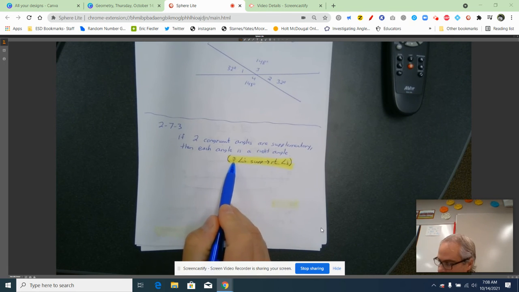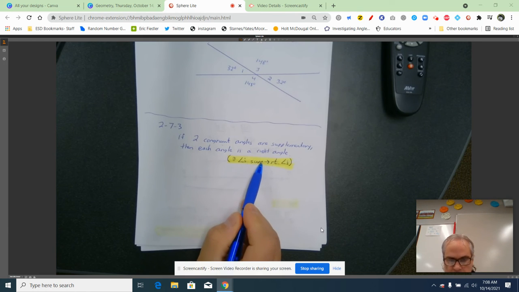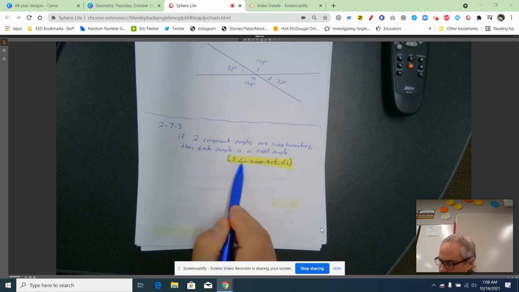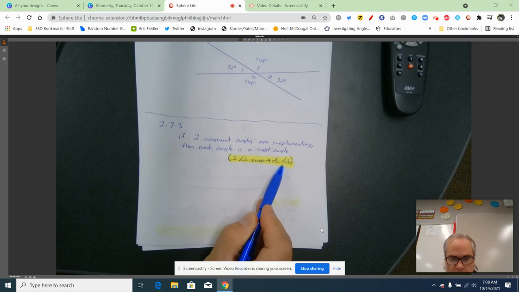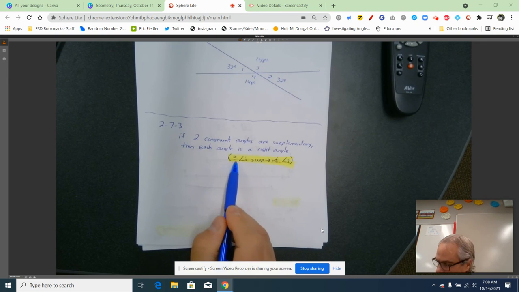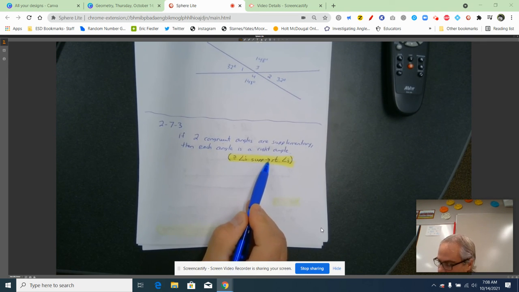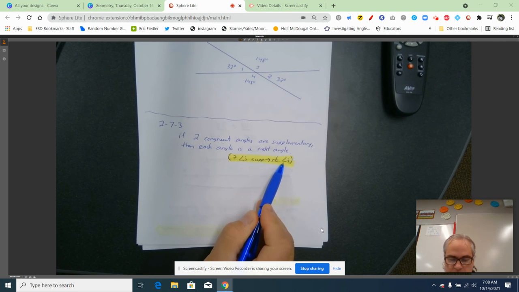This is congruent. Angles are supplementary. So you say this first part with an if: if congruent angles are supplementary, and whenever you see this little arrow, say then, right angles, then they are right angles. If congruent angles are supplementary, then those angles are right angles, is what that says.